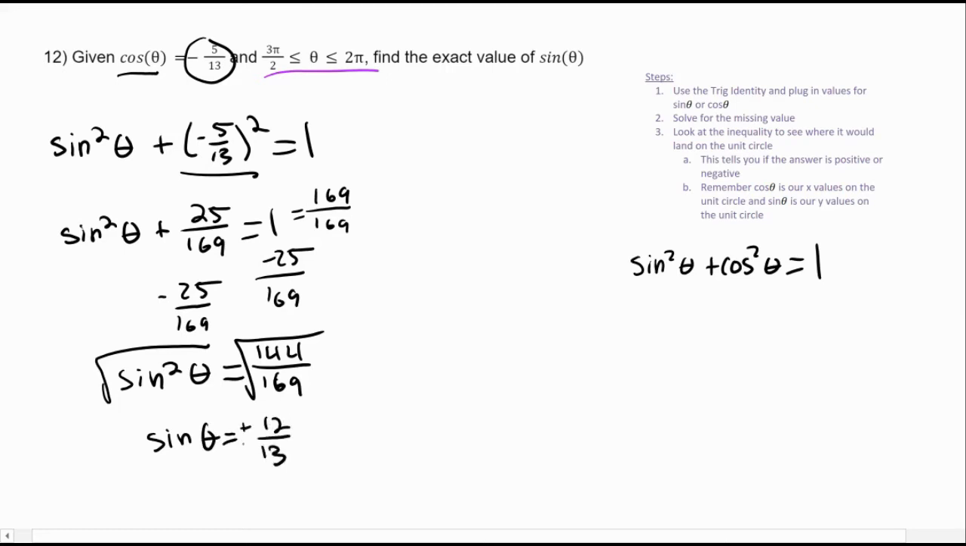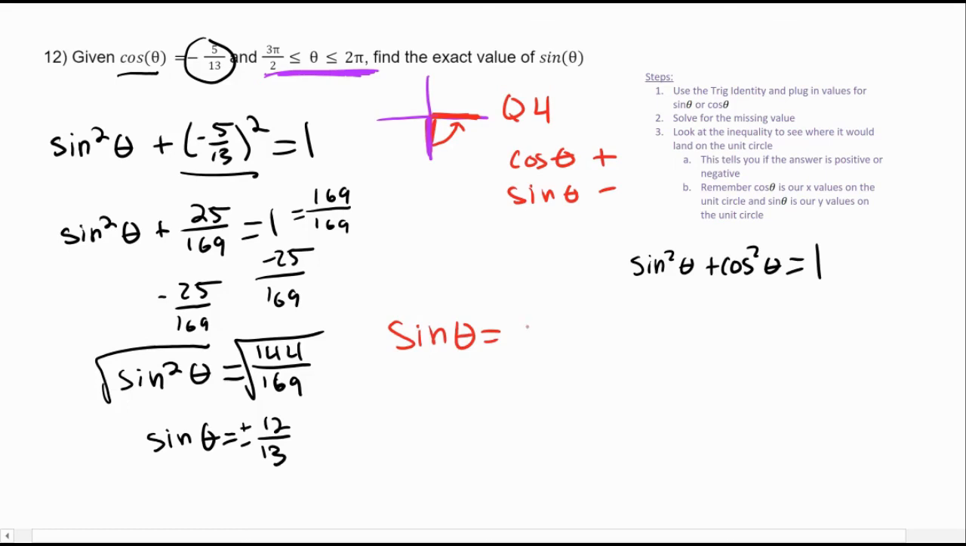Now remember, when you take the square root, it's either positive or negative, and what's going to tell me if it's positive or negative is the angle right here. So it's telling me that it's between 3 pi over 2, which is right here, and 2 pi right here. So that means it's in quadrant 4, where the cosines are all positive and the sines are all negative, and therefore my final answer is sine of theta equals -12/13.